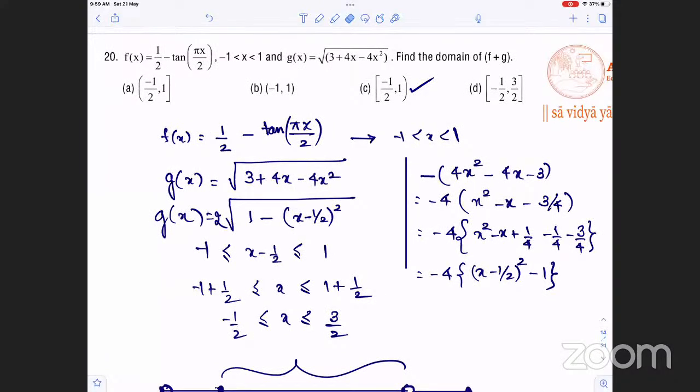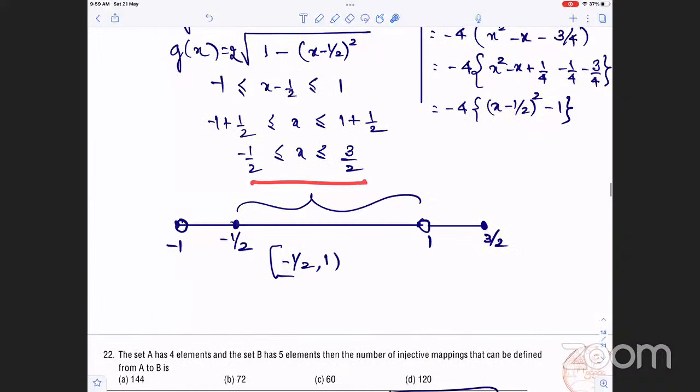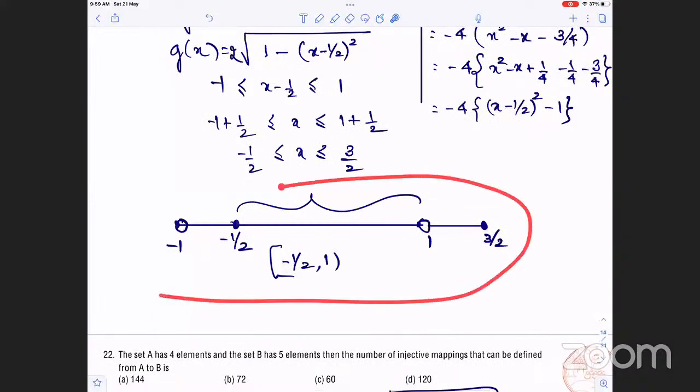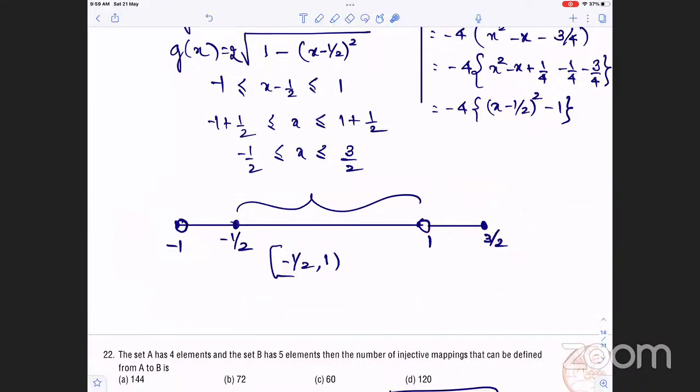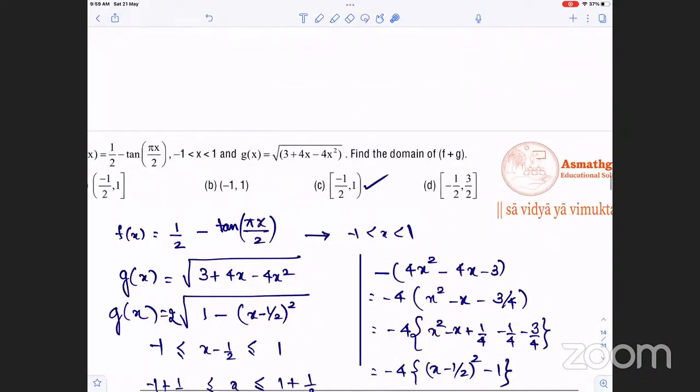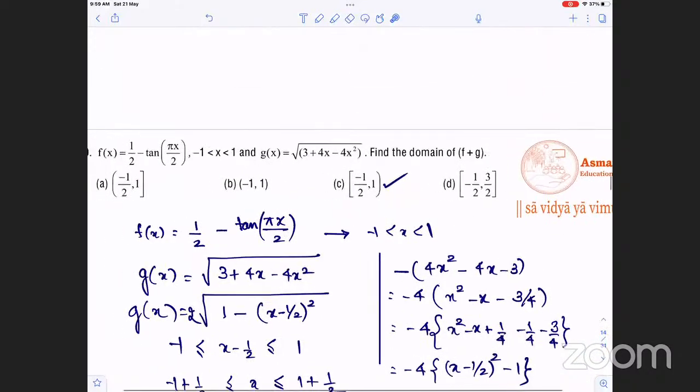Yeah, I think I have made a small correction here. I didn't observe this particular thing, this -1 to +1. So if the domain for f of x is this, then we have found the domain of this g of x. From this, the overlapping region becomes like this. So the answer changes. So it should be this, the third option.